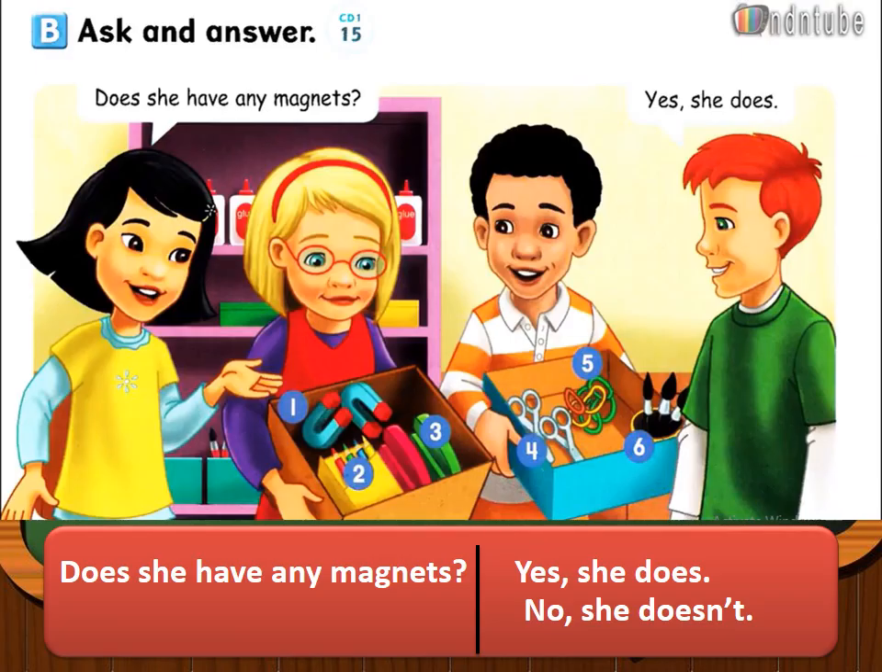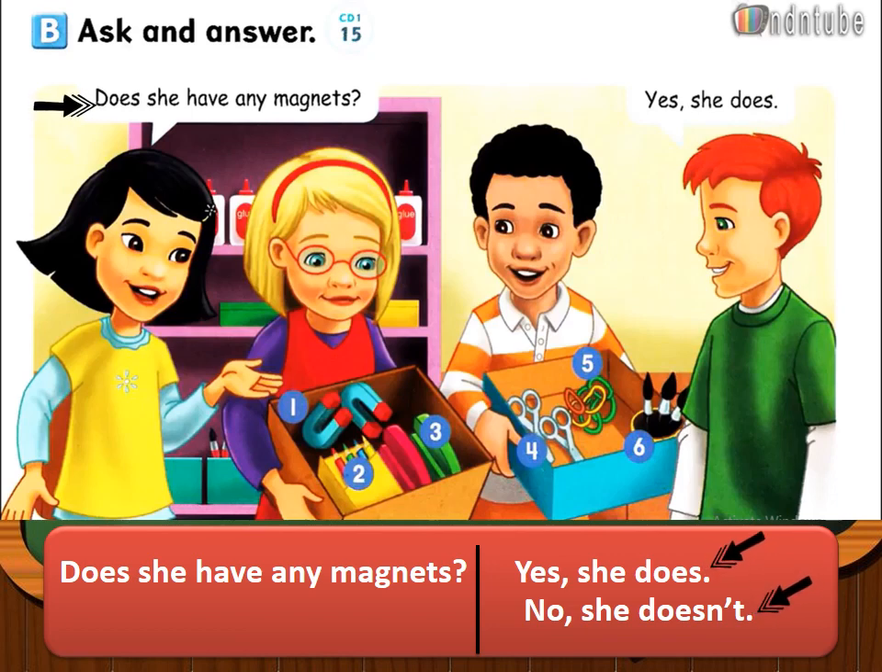Now, let's start reading the red box below. Does she have any magnets? So you will have two answers. The first one is yes, she does. You will say this if you can see that inside the box there's the object that we are looking for. But if you can't see, you will say no, she doesn't. Are you ready? It's easy, right? Let's start.